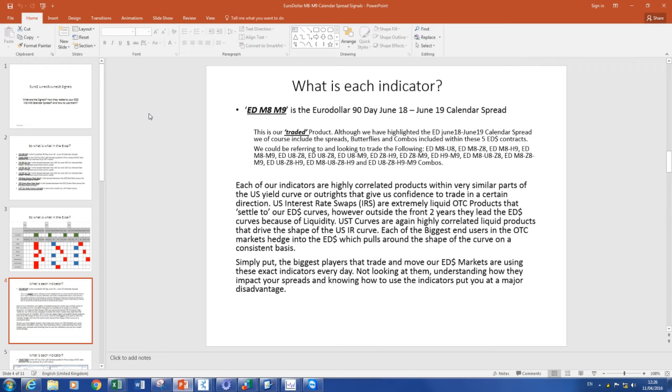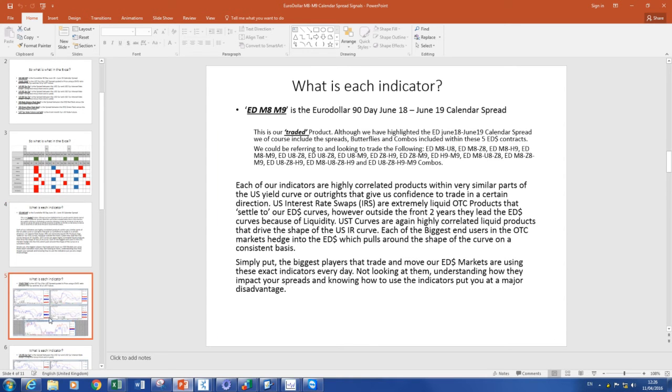I know over a very long period of time that these indicators are highly correlated products. I know that on Stellar you cannot trade interest rate swaps, but these are highly informative products. The US interest rate swap curve is extremely liquid, and the major institutions that are trading and hedging their interest rate swap needs will be using these products. It's very important that we know what's going on in them.